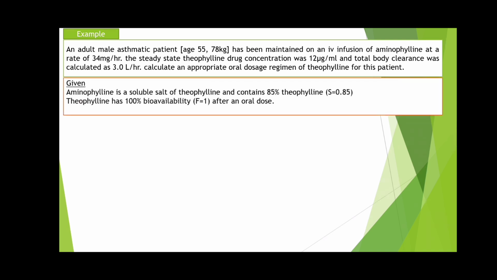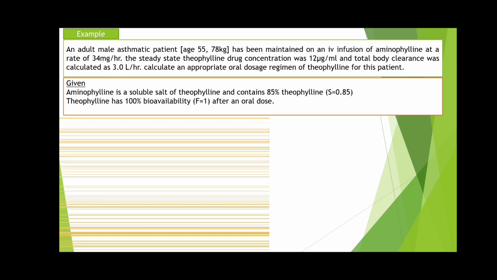Okay. Now a few things are given, like aminophylline is a soluble salt of theophylline and contains 85% of theophylline. So S is equal to 0.85. Okay, S is the salt form of the drug. So aminophylline is there, and aminophylline contains theophylline. Theophylline is 100% bioavailable, so F is equal to 1. Okay, no doubt it is taken orally, but then also the bioavailability is 100%.